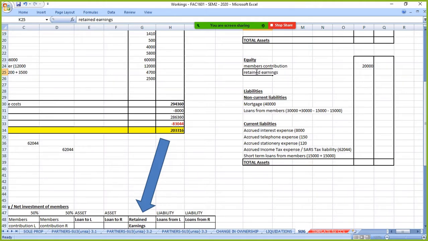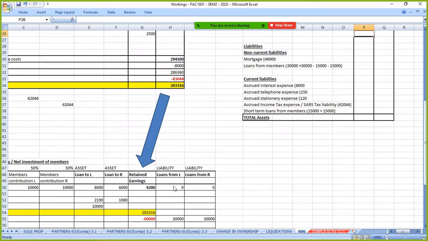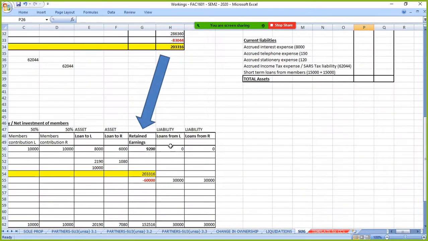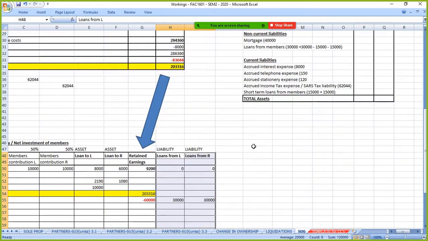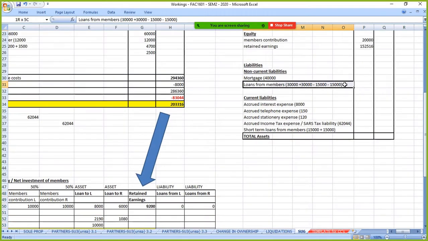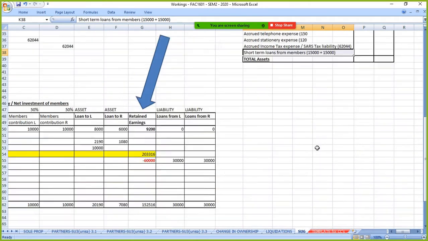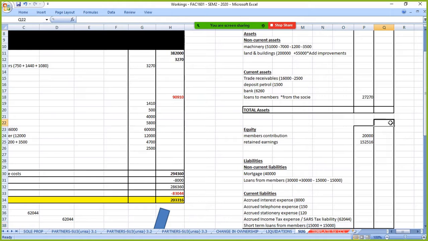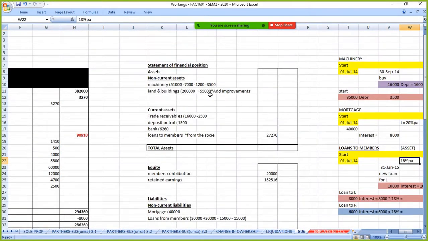Are you still okay? Yes. Retained earnings, what was it? It was that figure. What else? Loans from. I think I've got that already. Yeah, there's the loans from. There's the loans from. That was it. Great, we finished that. Let's finish this. Machinery, tally up. Land and buildings, tally up.